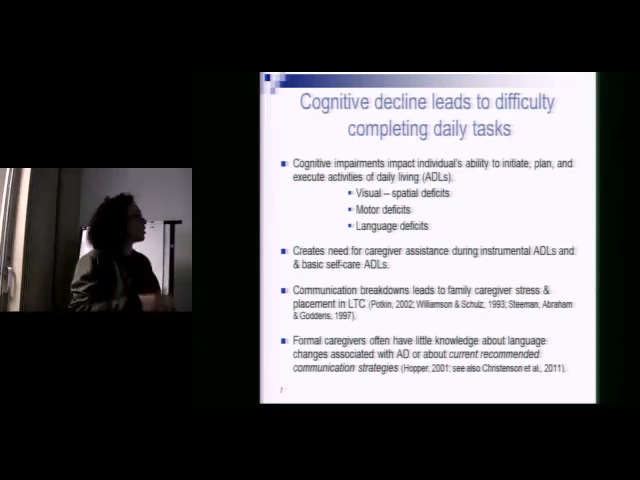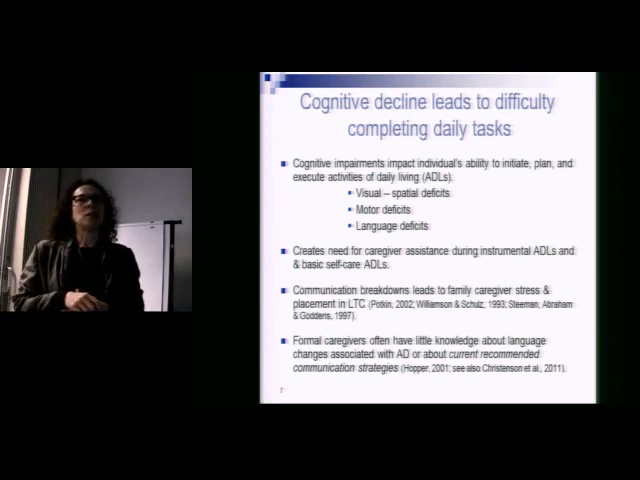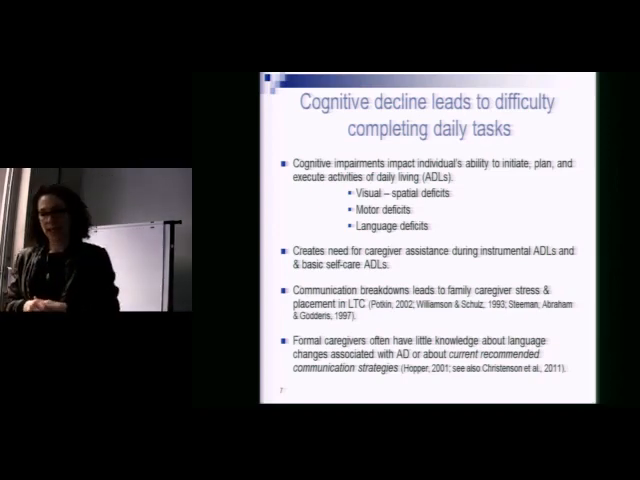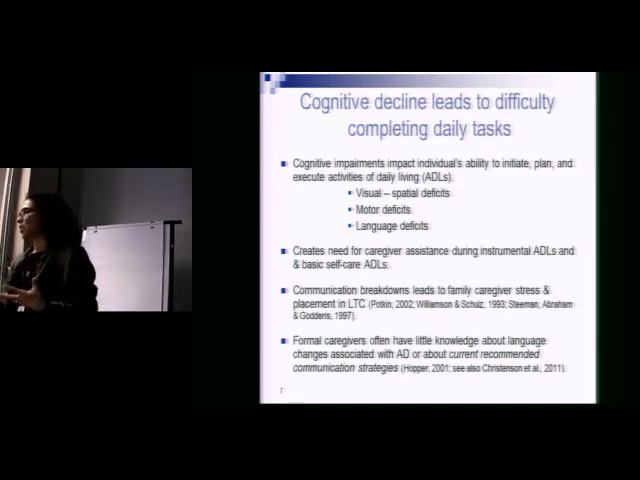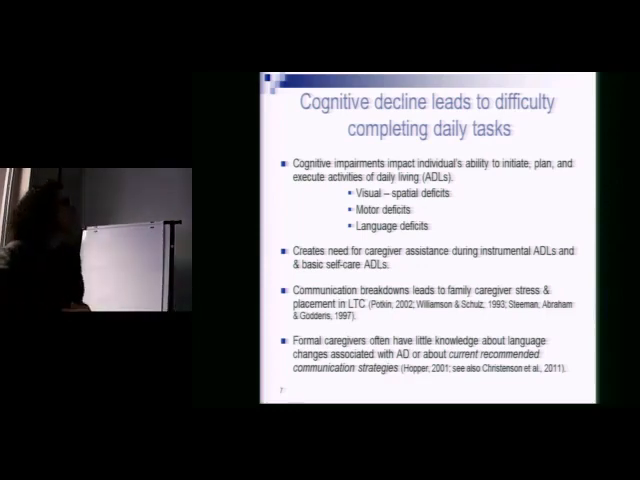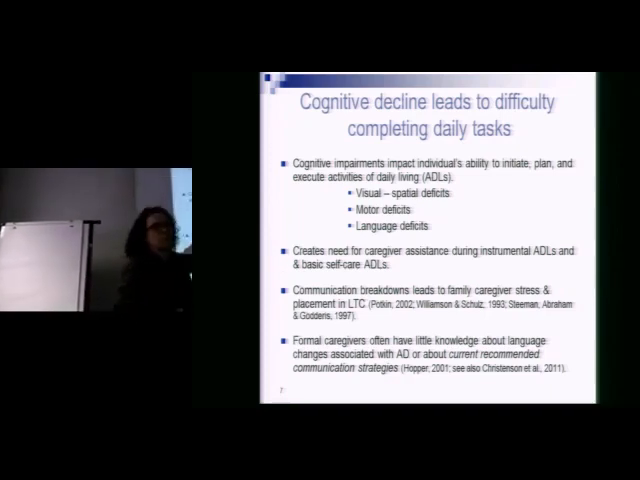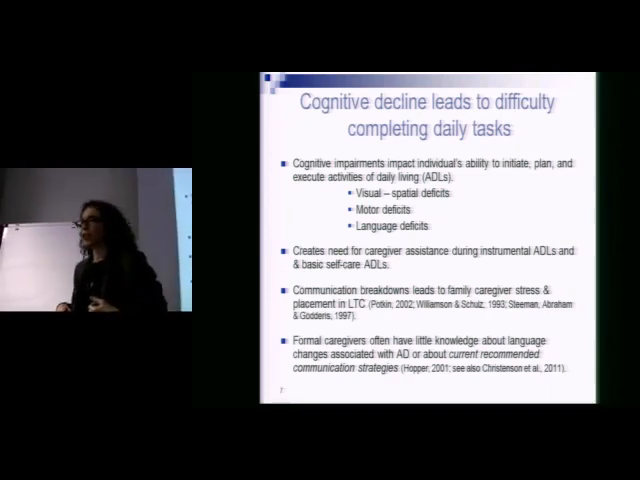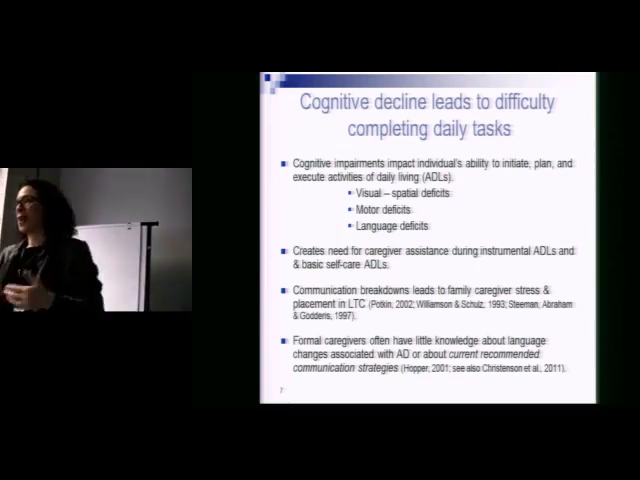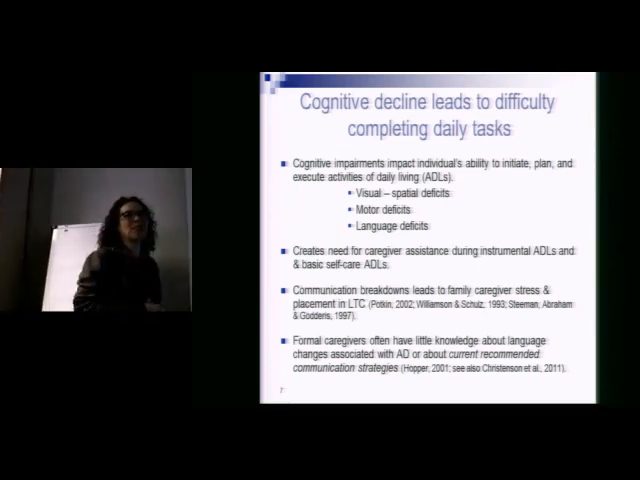was very interested in the cognitive and the linguistic difficulties that patients with Alzheimer's disease had, and how the constellation of these difficulties, whether they were linguistic or visual spatial or memory, or whether it was difficulty with motor, how all of that together made for difficulty in carrying out activities of daily living. So that's a term that occupational therapists know and use. And so those are just all of the things that we do every day.